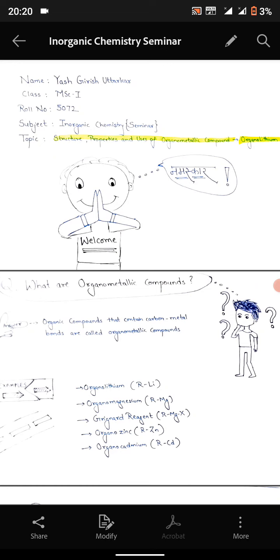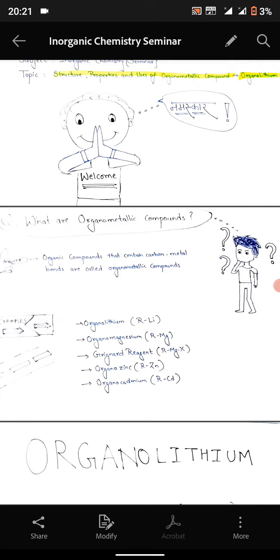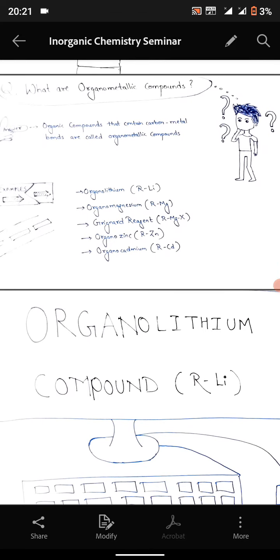Welcome to this inorganic chemistry seminar where we are going to learn about the structure, properties and uses of organometallic compounds, that is organolithium. We are here going to study mainly organolithium. Okay, so let's start. First of all, what are organometallic compounds?